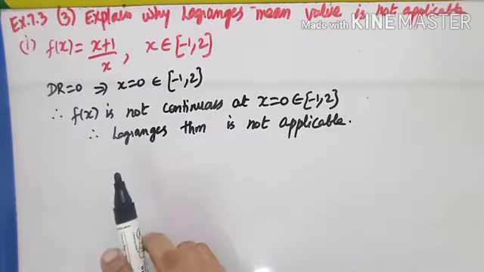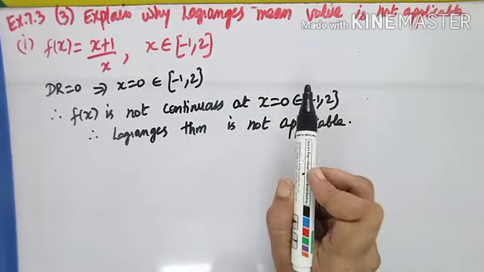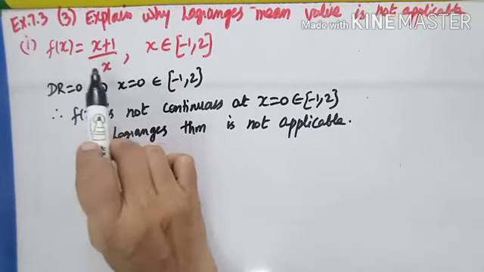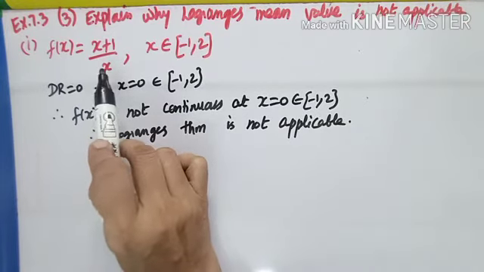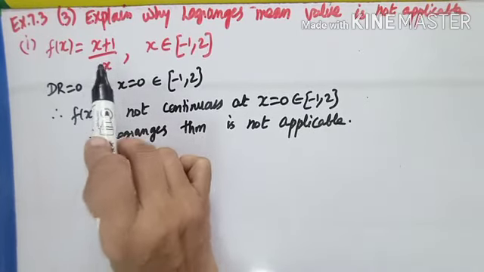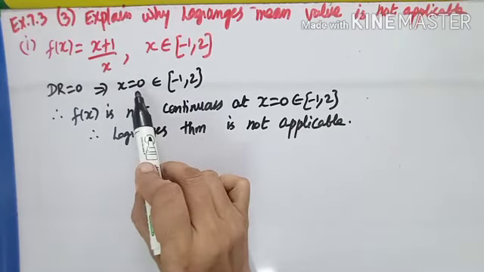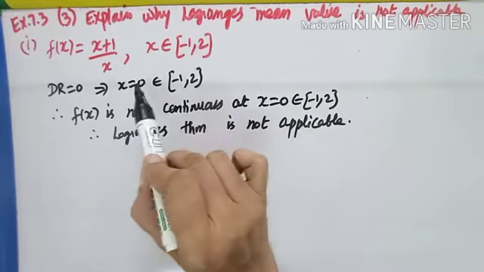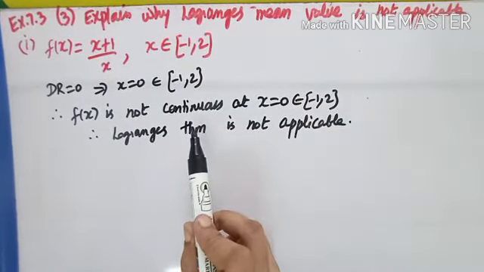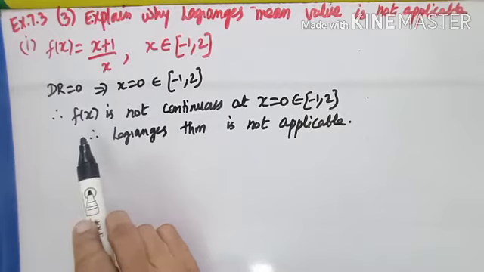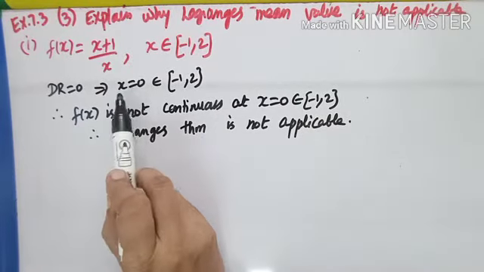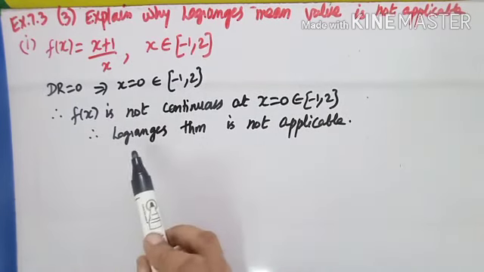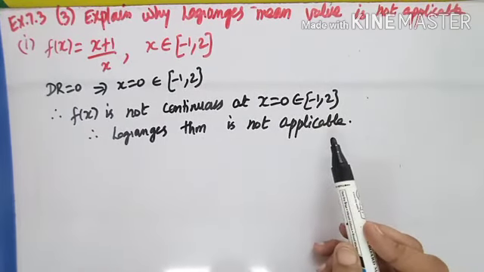Question number 3. Explain why Lagrange's mean value theorem is not applicable. Given f of x, we have something in the denominator. Put the denominator equal to 0. We get x is equal to 0. Check whether 0 is inside this interval, minus 1 to 2. Definitely 0 belongs to the interval. Therefore, f of x is not continuous at x equal to 0, and that is inside the interval. Therefore, Lagrange's theorem is not applicable.